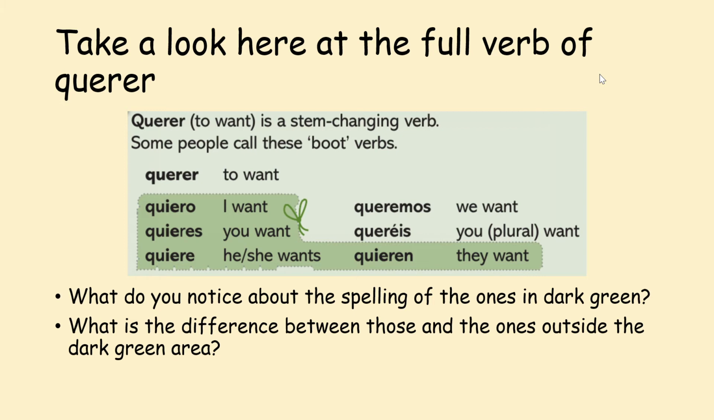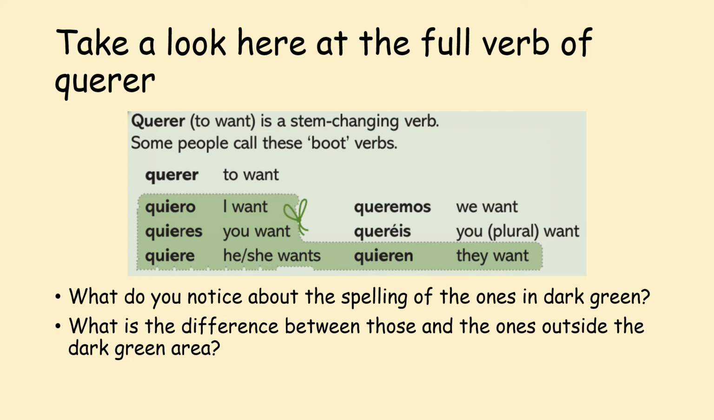Okay, so question 1. What do you notice about the spelling of the ones in dark green? So we're looking at these ones here, and if you notice, there's a little shoelace here, because that's why they're boot verbs. So all of these ones in green have the stem change of E to IE. So querer, quiero, quieres, quiere, quieren. Make sure you get that pronunciation as well. It's almost like a key. Literally, you've got a key in your hand.